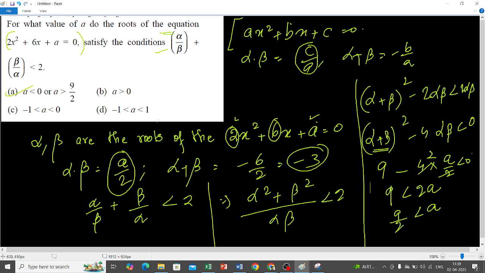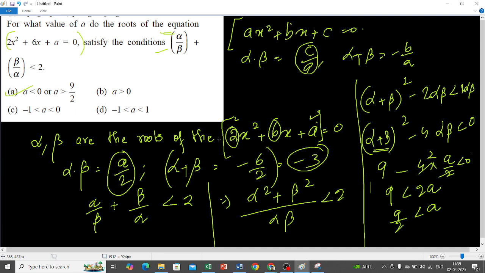Okay, now see, from this equation what will be the product of roots alpha into beta? That is a by 2. What will be the sum of the roots alpha plus beta? That is minus 6 by 2, and that is minus 3.